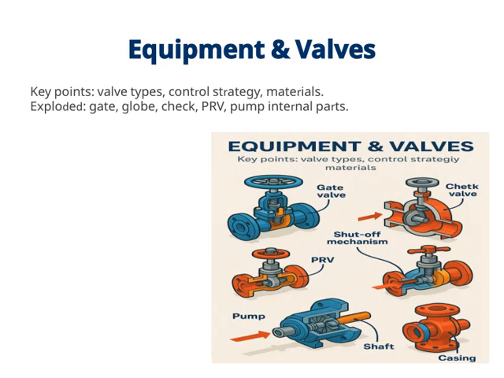Let's take a closer look at equipment and valves. First, we'll discuss the different types of valves commonly used in our systems. These include gate valves, globe valves, check valves, pressure relief valves, and pump internal parts. Each type serves a specific purpose and has unique characteristics. Understanding the control strategy is also essential, as it determines how these valves operate within the system to maintain safety, efficiency, and reliability. We need to choose the right valve type based on the flow control requirements and the process conditions.